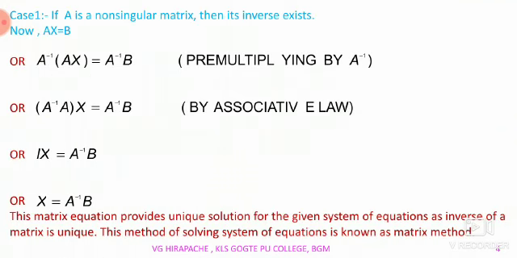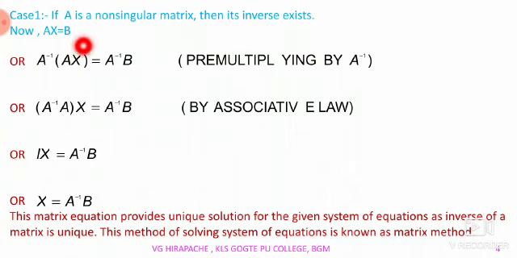To find the unknowns x, y, z, we have case 1. If A is a non-singular matrix, meaning the determinant of A is not equal to 0, then its inverse exists. The existence of the inverse theorem we have already proved. The inverse of a matrix exists only if A is a non-singular matrix.